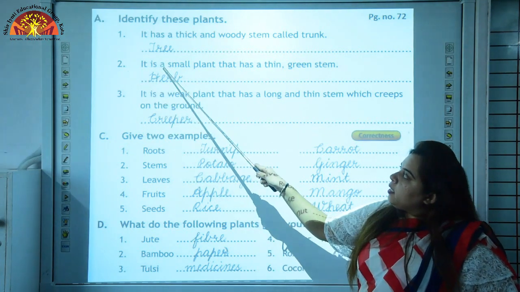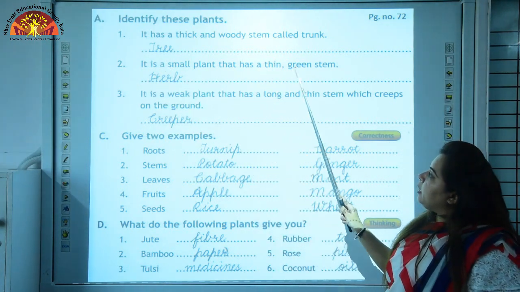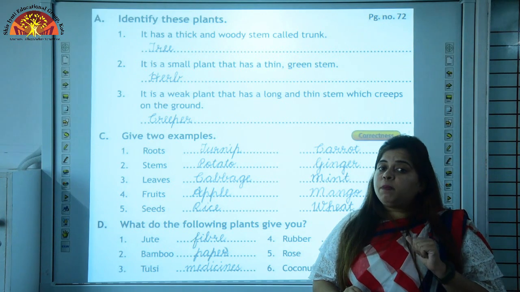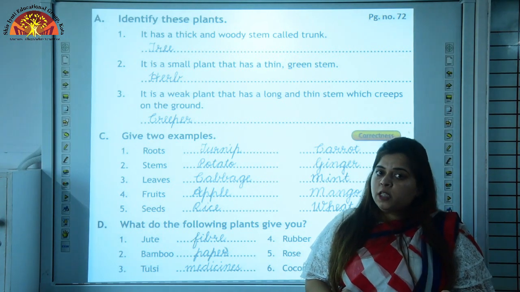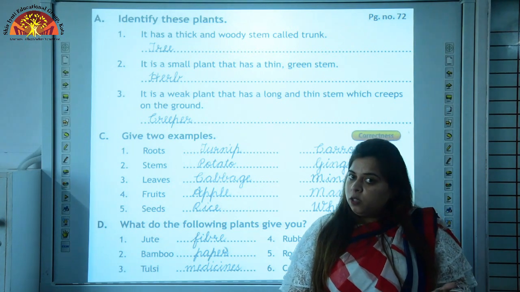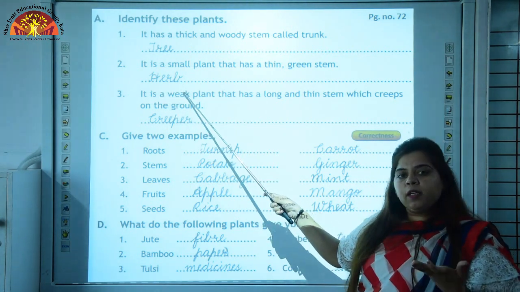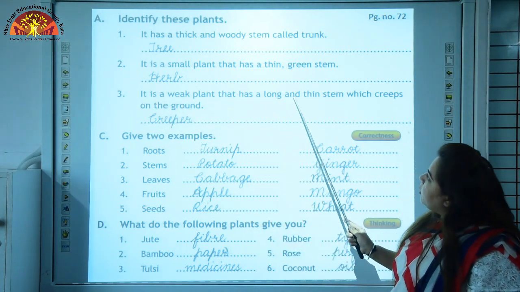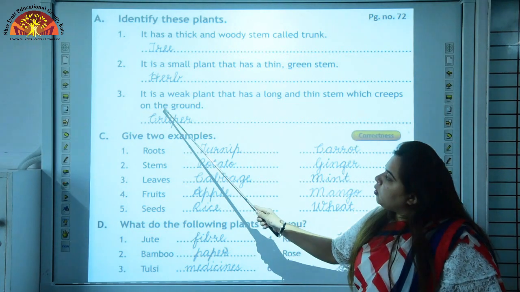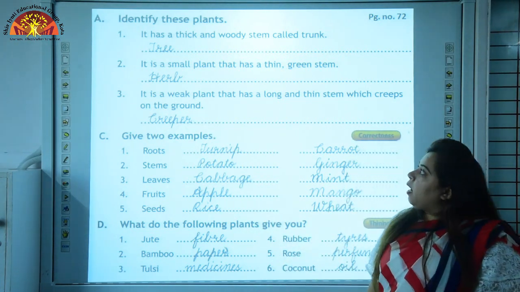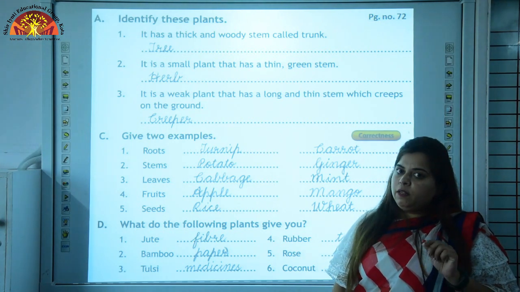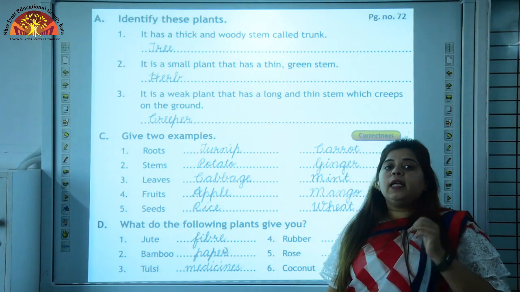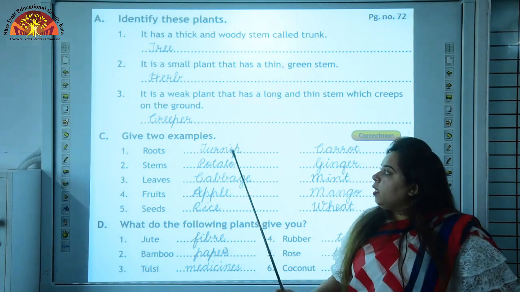Number 2, it is a small plant that has a thin green stem. Now which plant has a thin green stem and it is a small plant, and this plant is used in our kitchen? We make dishes from this plant. It is called herb. So answer is herb over here. We will write herb over here. Number 3, it is a weak plant that has a long and thin stem which creeps on the ground. Now children, it's a weak plant that has a thin and weak stem, and it creeps on the ground. It grows along the ground, and what is it called? It is called creeper. So we will write creeper over here.